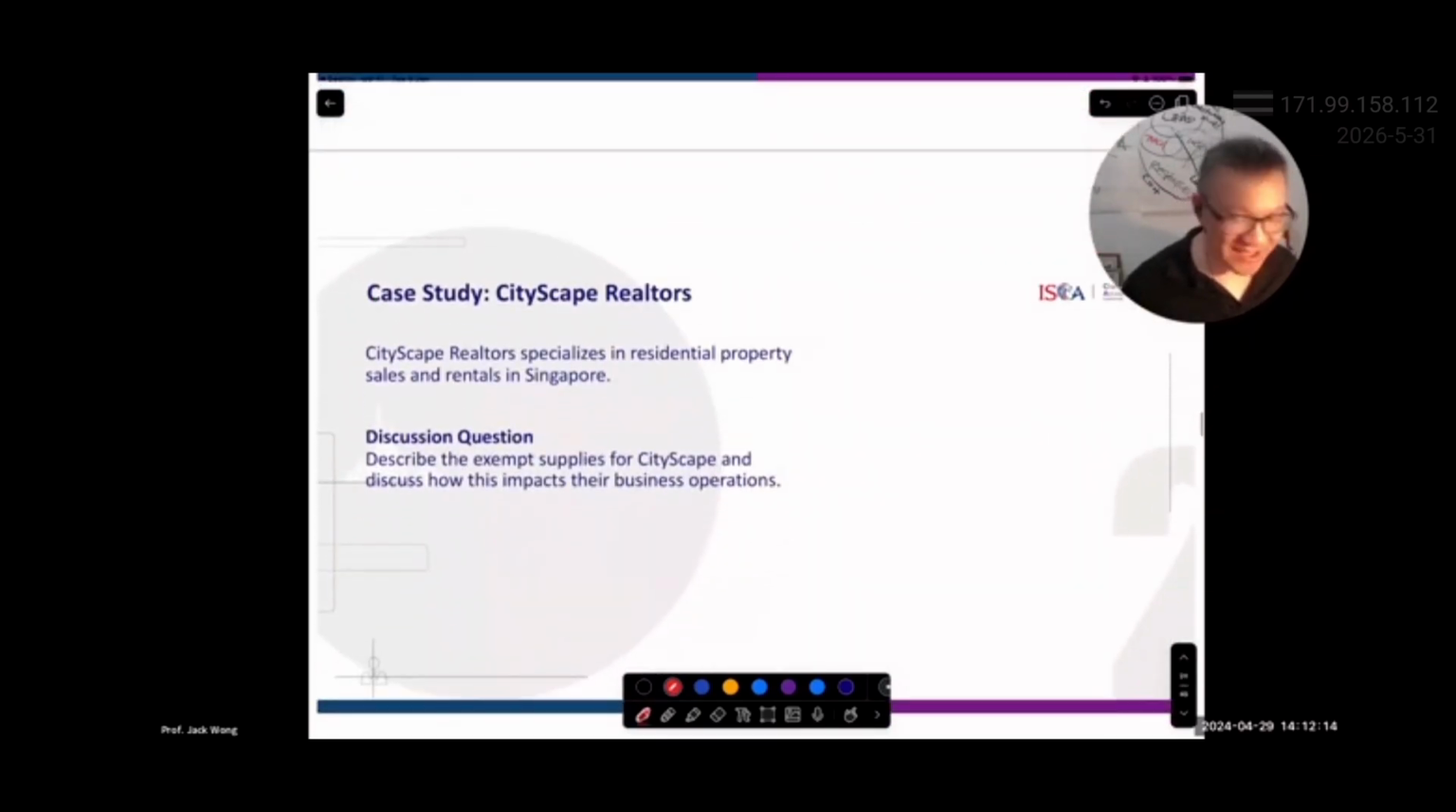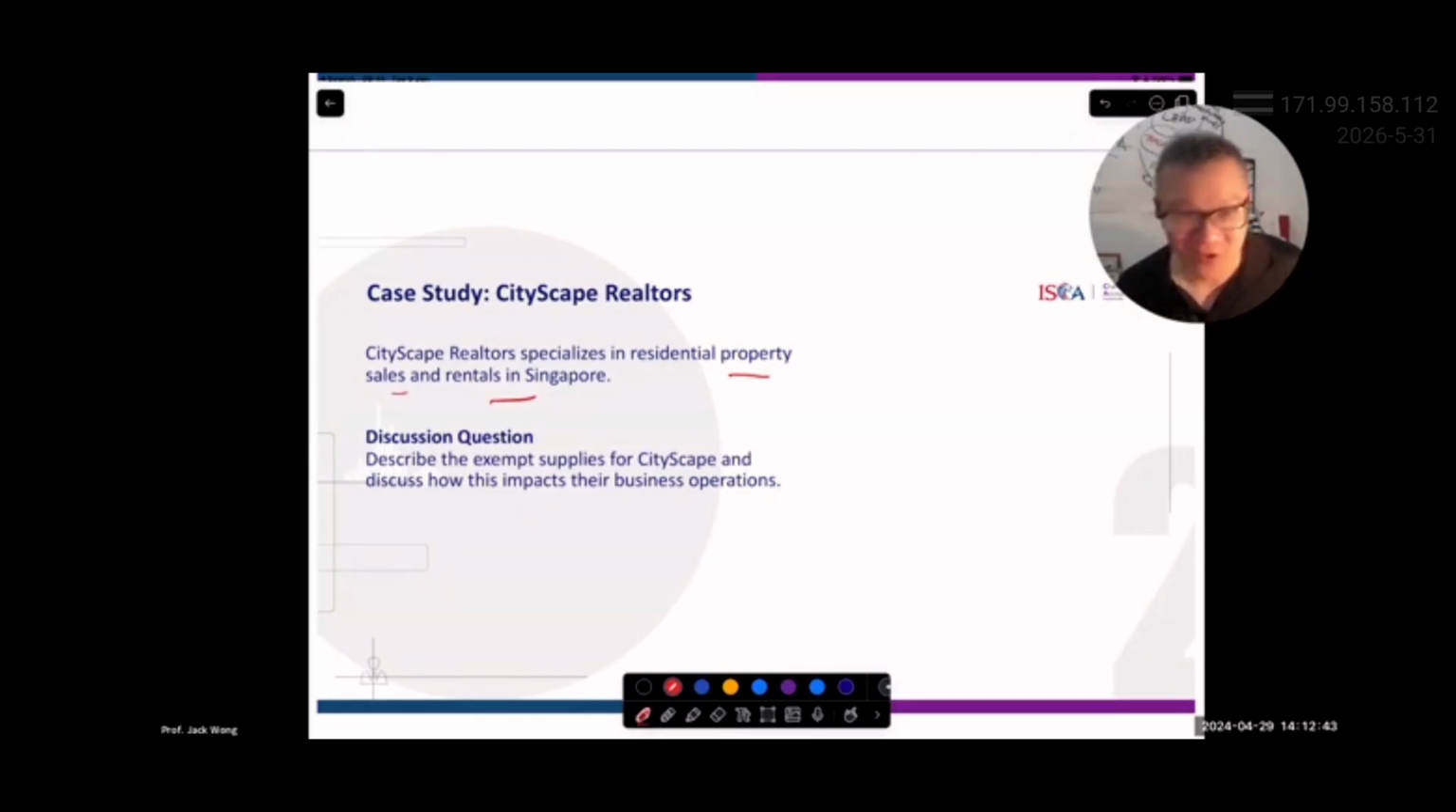All right. So this is a case of a realtor. Okay, Cityscape. So it specializes in residential property sales and rentals in Singapore. So talking about the exempt supplies that it makes. What are the exempt supplies? Well, if it is a realtor, it does two things: residential property sales, which is exactly what I've just said, right? Now, for rentals, you have to be very careful.